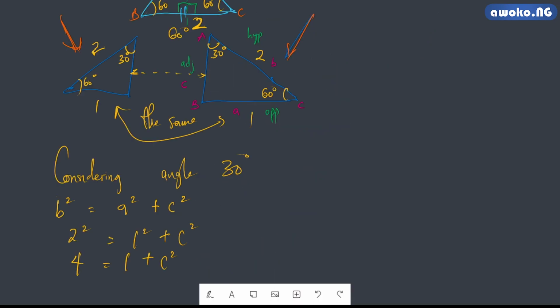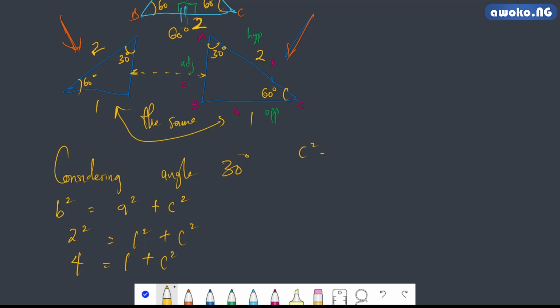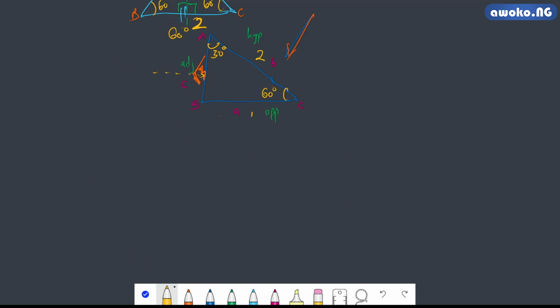Having said that, we can continue by collecting the like terms. Of course, c squared will be equal to 4 minus 1, so c squared equals 3. Definitely c equals square root of 3. Is that okay? So this side c over here will be equal to square root of 3. Now we can solve for the sine, cosine, and the tangent of 60 and 30 since we have all our sides, since we are given all our sides.